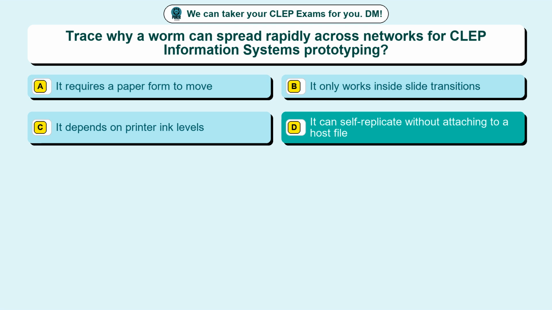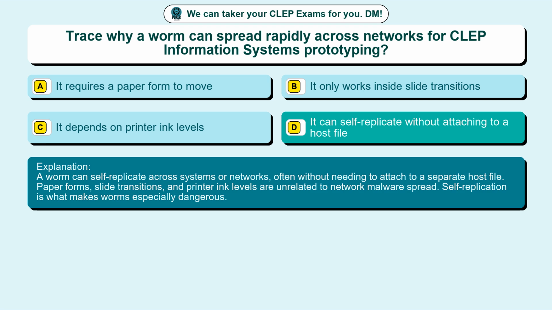The correct answer is option D. It can self-replicate without attaching to a host file. A worm can self-replicate across systems or networks, often without needing to attach to a separate host file. Paper forms, slide transitions, and printer ink levels are unrelated to network malware spread. Self-replication is what makes worms especially dangerous.